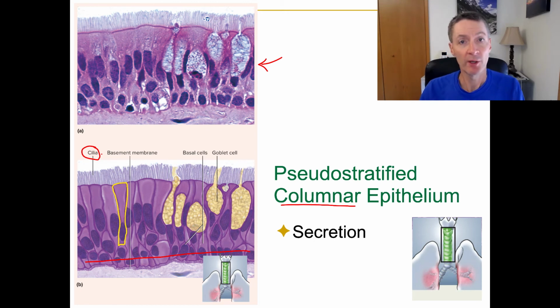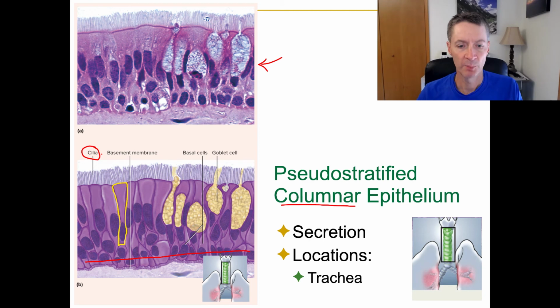There's a bunch of mucus being produced here, so it's a lot about secretion. So when we see a lot of these epithelia, we see a lot of absorption, and in some places we see some secretion. So absorption, secretion, we're going to see those a lot among our epithelia. Key place for this would be the trachea.